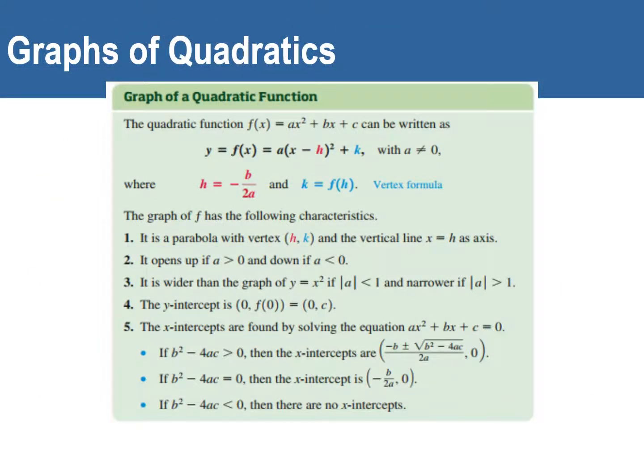Now, when you graph quadratics, remember that any quadratic of the form ax squared plus bx plus c can be written as f of x is a times x minus h squared plus k. The x value of the vertex is minus b over 2a. And k is the y value evaluated at h. So you can always find the vertex from this equation.